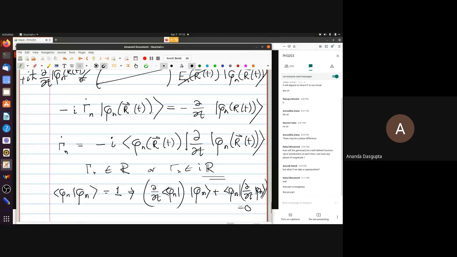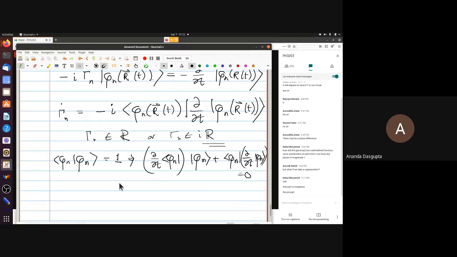But these two things are actually complex conjugates of each other, because if you look at this, it's really nothing but the adjoint of this. So what we have is this quantity plus its complex conjugate is 0. So this thing sitting here is actually purely imaginary. Because this is purely imaginary, with the minus i in front, this becomes purely real. So if you start with gamma n of 0, it has a real rate of change, so you're going to get a real part.